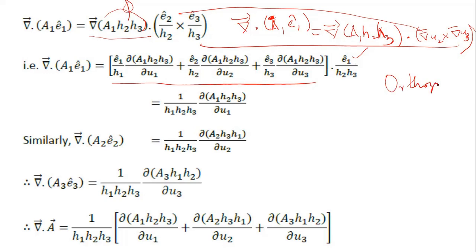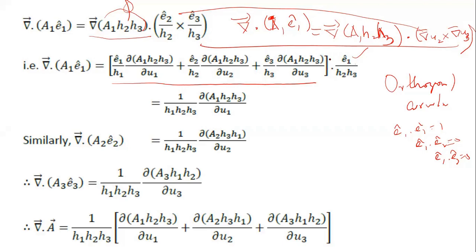orthogonal curvilinear system. So I have already discussed that E1 dot E1 is 1, E1 dot E2 is 0, and E1 dot E3 is 0. This is an orthogonal curvilinear system. So considering that, you will see that E2 dot E1 is 0, E1 dot E3 is 0. So the second term and third term will vanish after taking the dot product with E1 cap here.